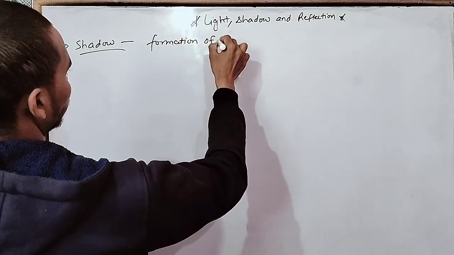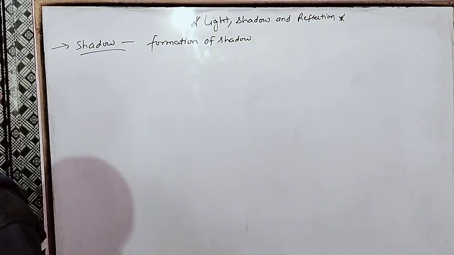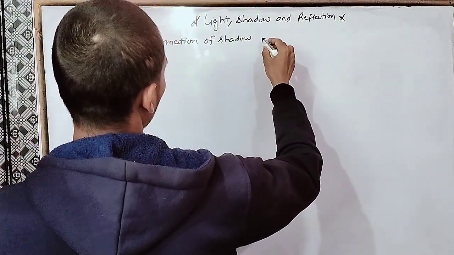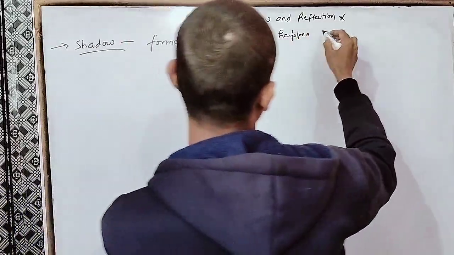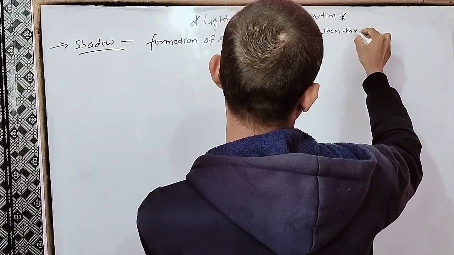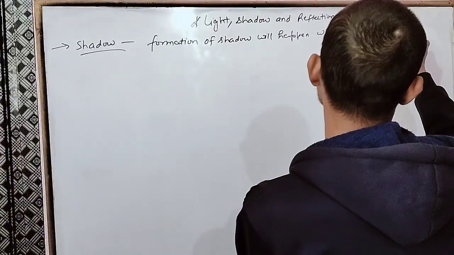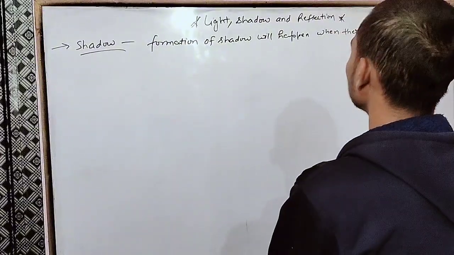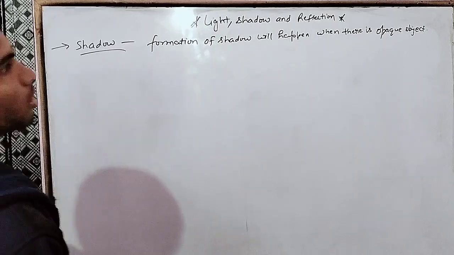Formation of shadow will happen when there is an opaque object. When there is an opaque object, formation of shadow will happen.